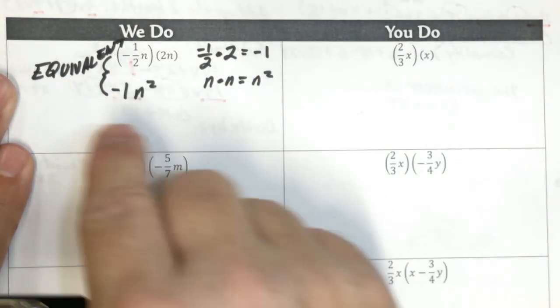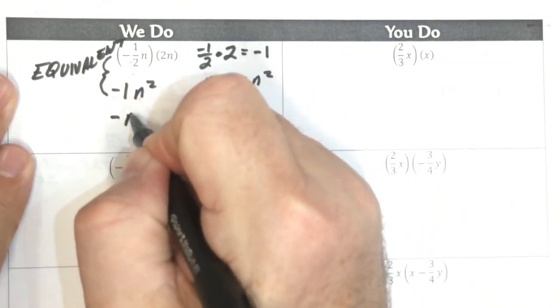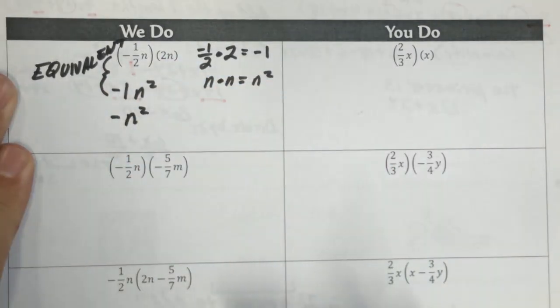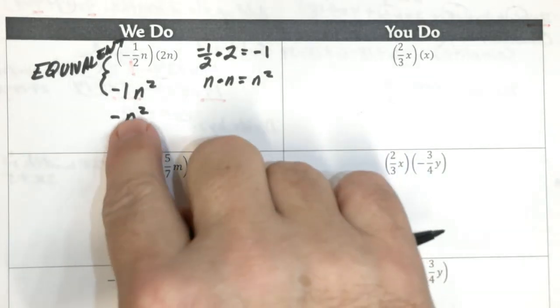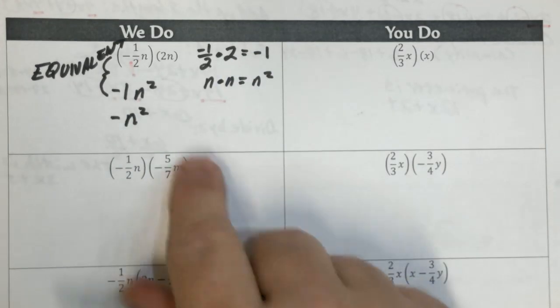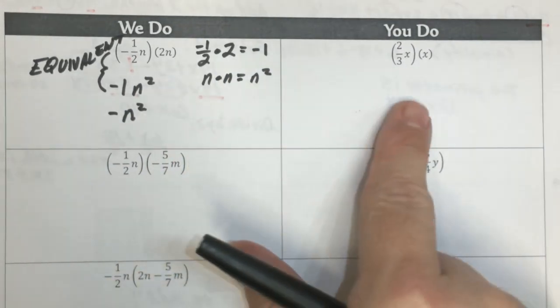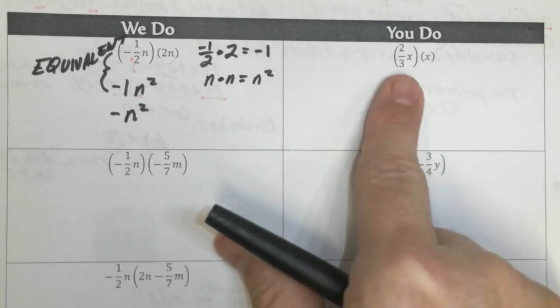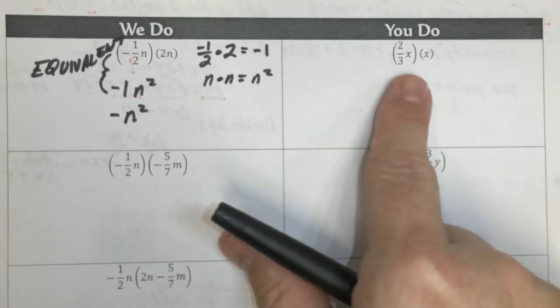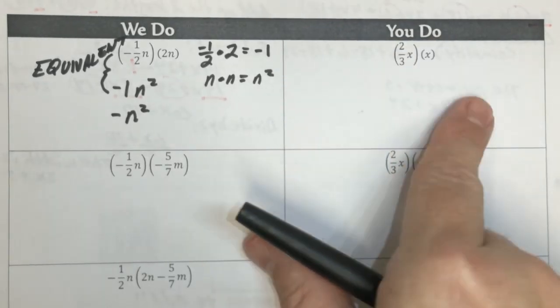Now, instead of writing the negative 1n squared, remember we can write it as negative n squared. So this is equivalent to that, and this is equivalent to that as well. So now what I want you to do is go ahead and pause the video and then tackle the you do. Once you're finished with the you do, go to Mr. Adams and he is going to check it for you. So pause the video now.